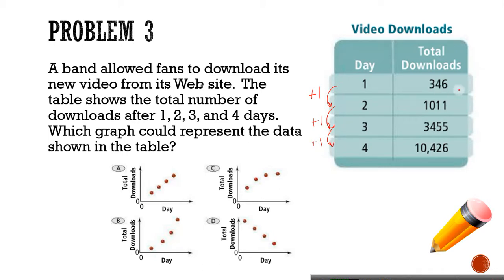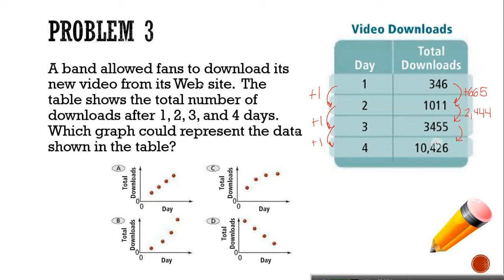Then I got to look over here. Let's see what's the difference between there and there. So I did it on my calculator, and I got that I added 665. Then I'm going to see how much I added here, and that was 2,444 new downloads, because we're talking about a band allowing someone to download new videos.